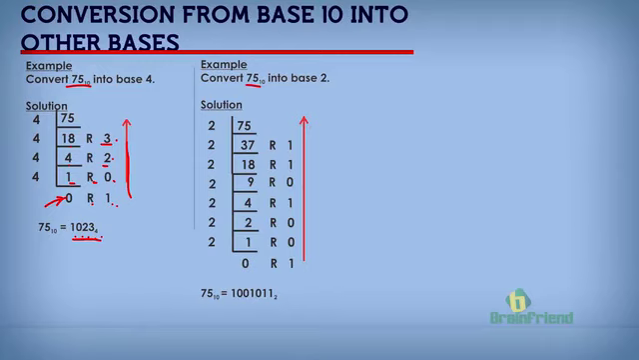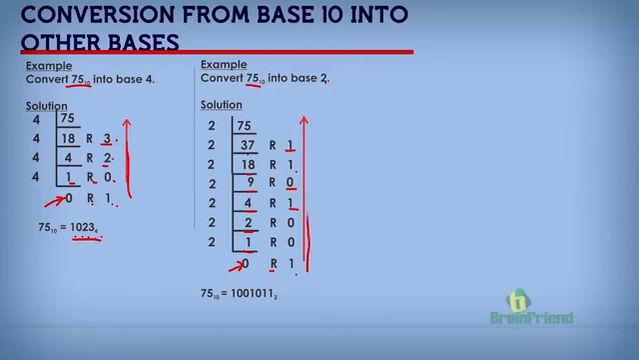Lastly, for converting from base 10 to other bases, let's take a look at this example. Convert 75 base 10 into base 2. So 75 divided by 2 gives you 37, remainder 1. 2 in 37 gives us 18, remainder 1. 2 in 18 gives us 9, remainder 0. 2 in 9 gives us 4, remainder 1. 2 in 4 gives us 2, remainder 0. 2 in 2 gives us 1, remainder 0. 2 in 1, of course, gives us 0, remainder 1.